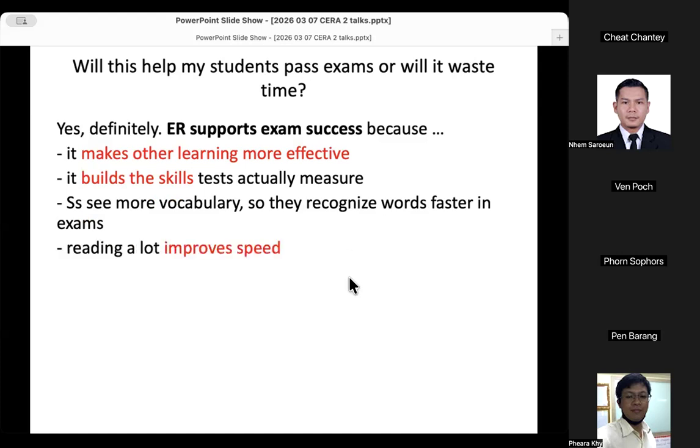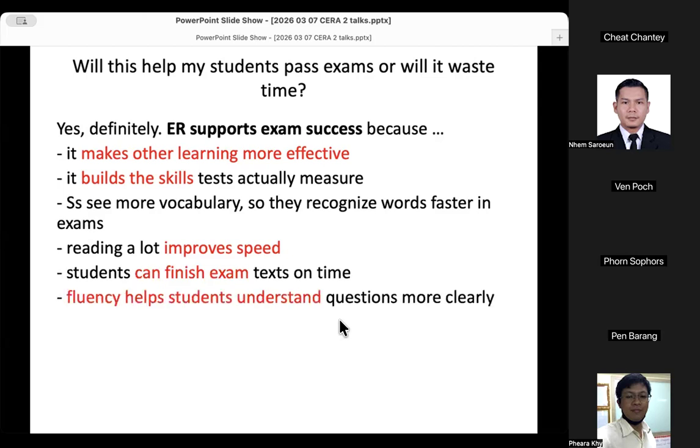The other thing too is that doing extensive reading will really help them on tests because it improves their reading speed. Why is that important? If they can read quickly, they can finish the test. One reason that many students don't do well on tests is they cannot read fast enough to actually finish the test. And therefore they have to guess, and that brings the score down. And so we need to remember that.